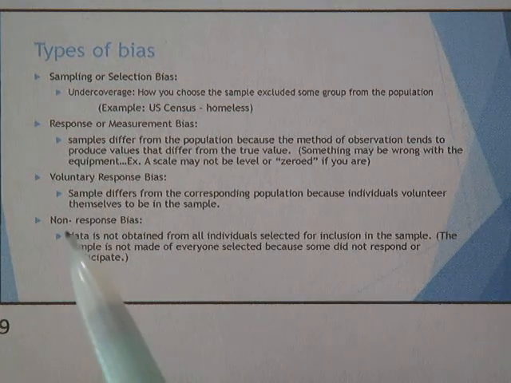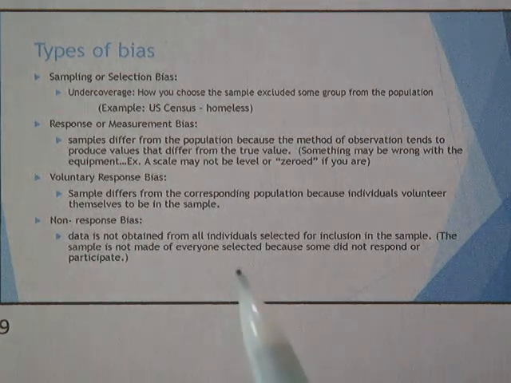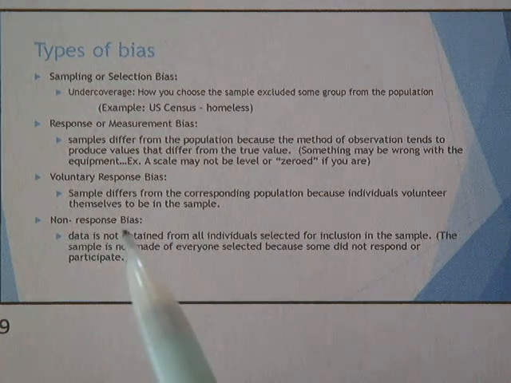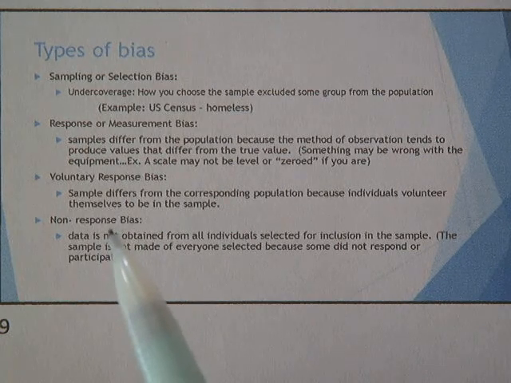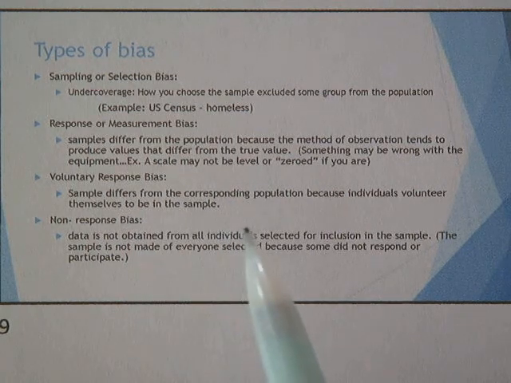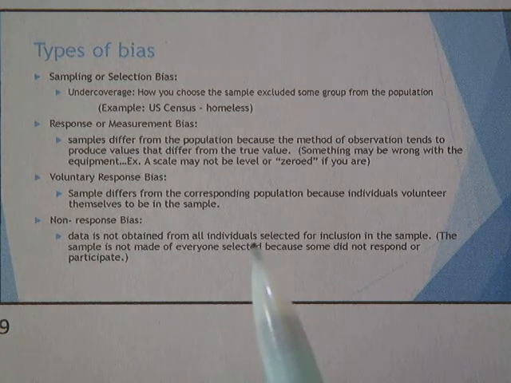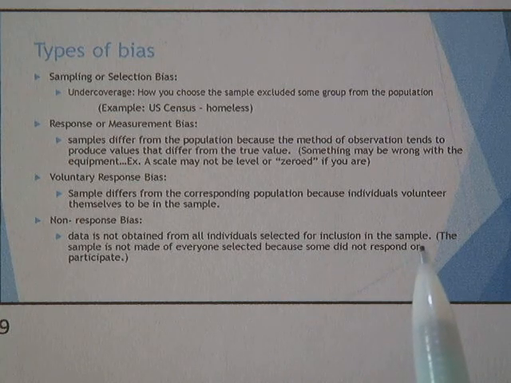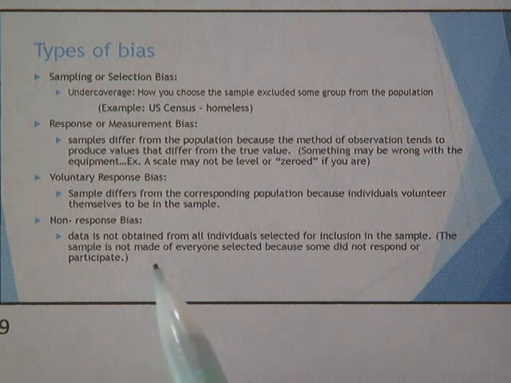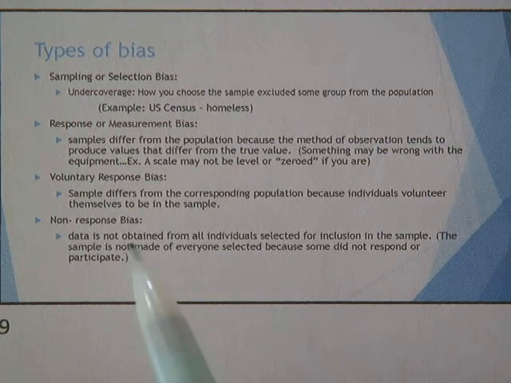The last type of bias you could have is non-response bias. This is when maybe I've sent out a survey for all the people at my school to fill out and turn back in. If not everybody turns it back in, then I have non-response bias. So this is when people do not participate in the study that you have selected them to be part of. Data is not obtained from all the individuals selected for inclusion in the sample. So the sample is not made of everyone selected because some did not respond or participate. If you have some people that you wanted to be part of your study, but they say, I'm not going to do it, then you have non-response bias.